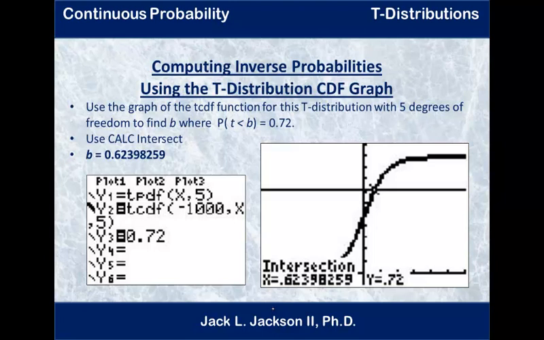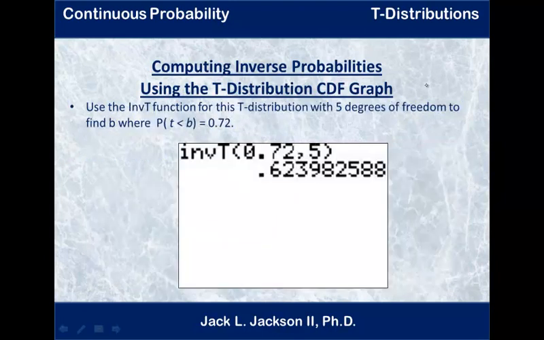Okay? Now, some of you on your calculators, if you've got an older operating system, perhaps may not have an inverse t. Okay, so if you don't have an inverse t function, this is how you have to do an inverse probability. However, if you do have an inverse t function, it works just like the inverse normal function works. You just input the probability, but you have to give the degrees of freedom.